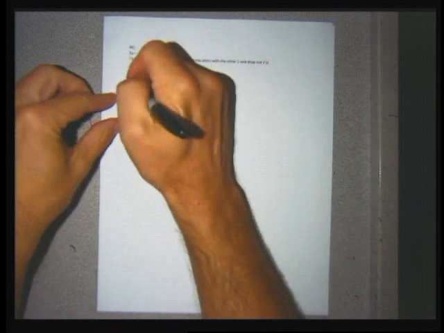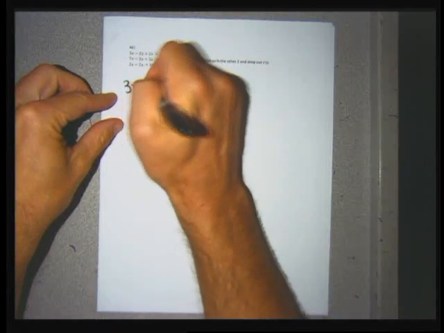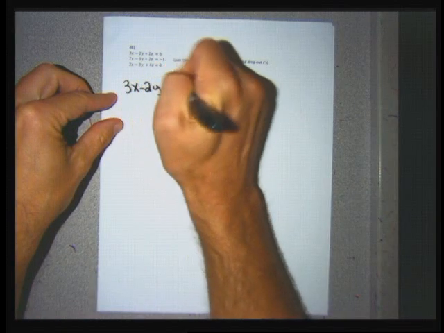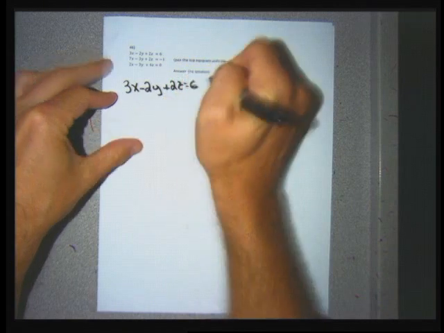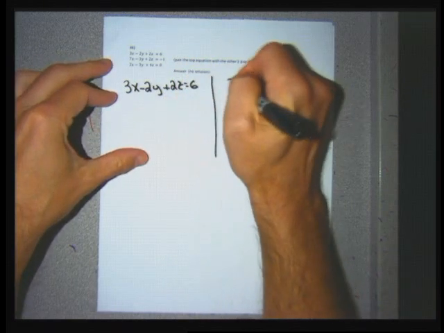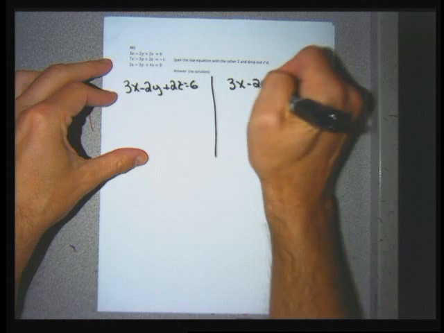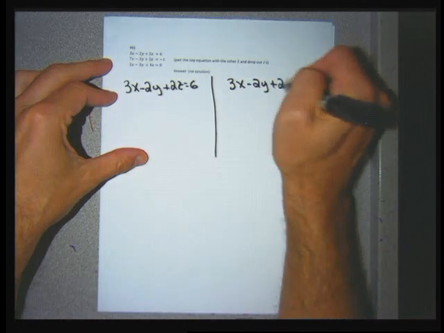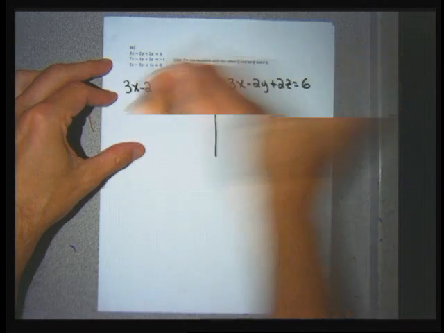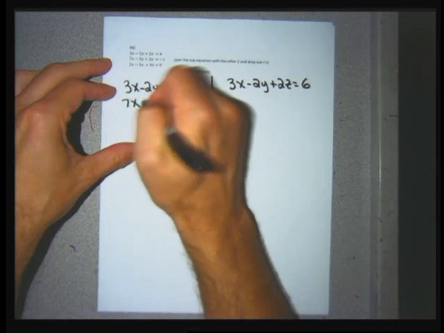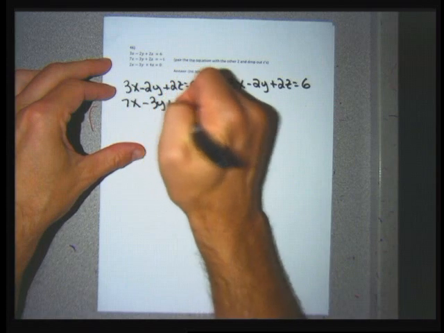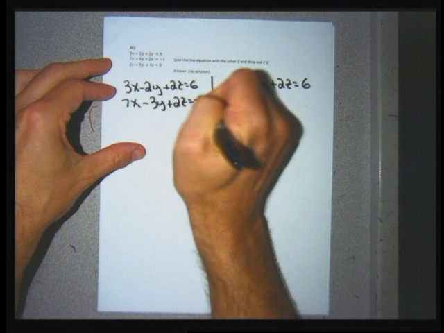Top equation, 3x minus 2y plus 2z equals 6. There's my top equation. There's my top equation again. 3x minus 2y plus 2z equal to 6. Pair it with the other two. So I'm going to pair it with 7x minus 3y plus 2z equals negative 1.